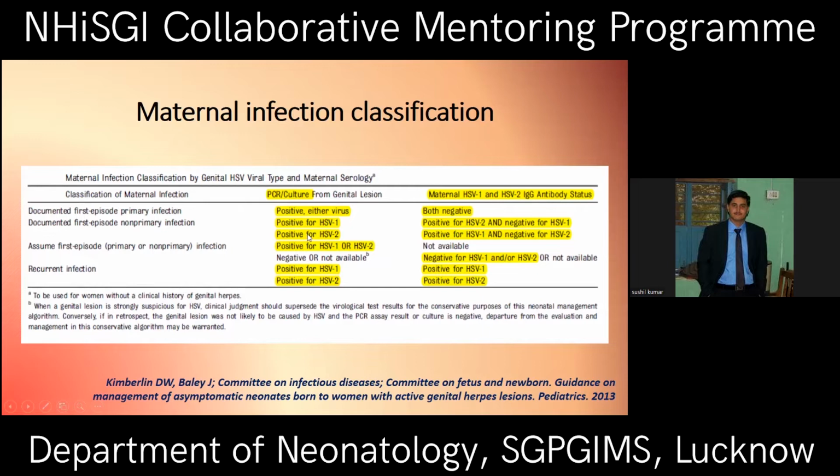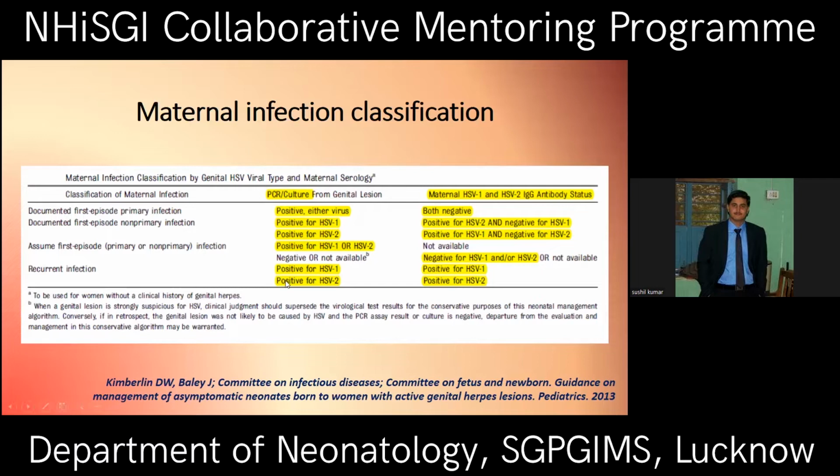Assumed primary or non-primary infection is when only PCR or culture results are available from the genital lesion, and vice versa, if the serological status is not known. So this is our assumed primary or non-primary infection.